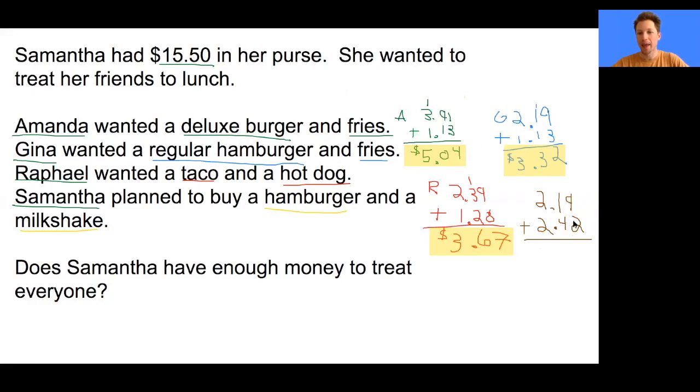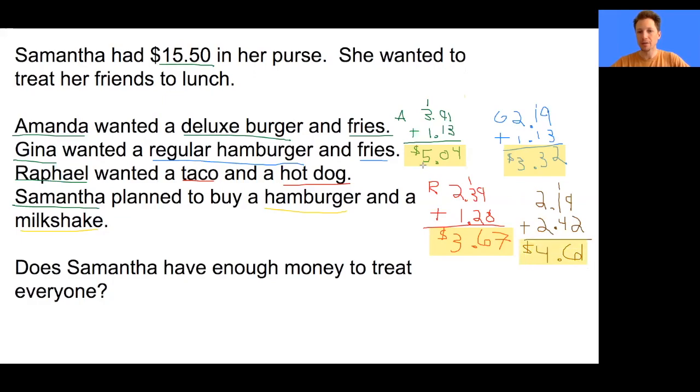So let's add these up. 9 plus 2, that's 11. I'm going to put 1 down here. I'm going to put the second one up here. 1 plus 1 is 2. 2 plus 4 is 6. Put that down. Carry the decimal point down here. 2 plus 2 is 4. Write my label of dollars. Take my highlighter and highlight Samantha's total of $4.61.